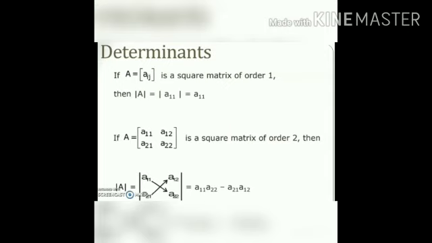We have a matrix A equal to matrix Aij. So Aij means i stands for rows and j stands for columns. Suppose we have only one element A11, then in this case the determinant of the given matrix is the number itself. That is, determinant of A equal to determinant of A11, that is equal to A11.